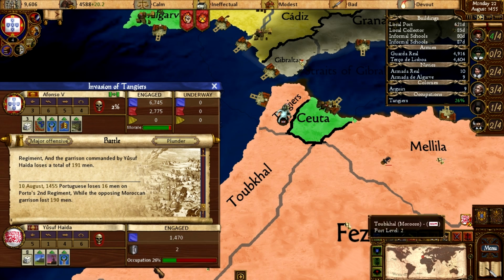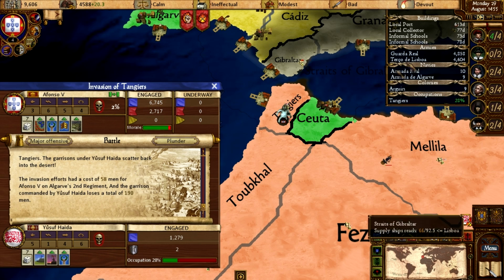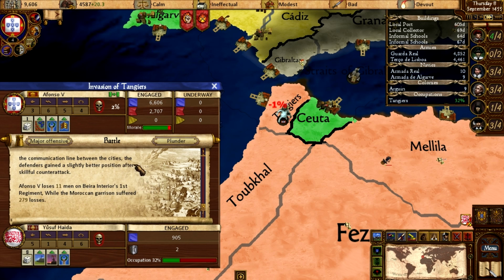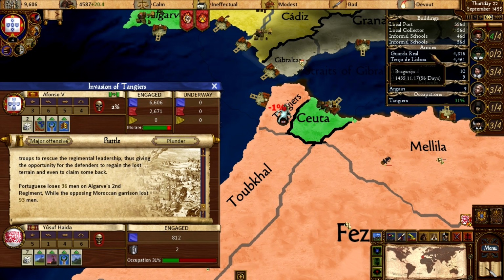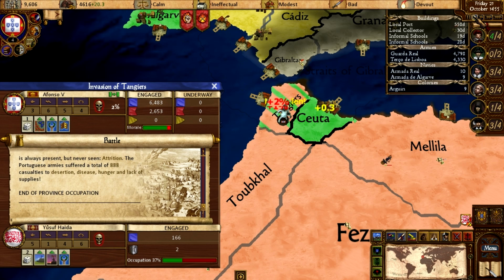In the meanwhile, you can see here the progression bar of the occupation going up and the garrison numbers going down. I'm just going to move a little bit faster. And in the meanwhile, you can read here what is happening in battle. So right now they are at 800 men, and the garrison will soon surrender, and end of provincial occupation. So I have finally conquered Tangier.